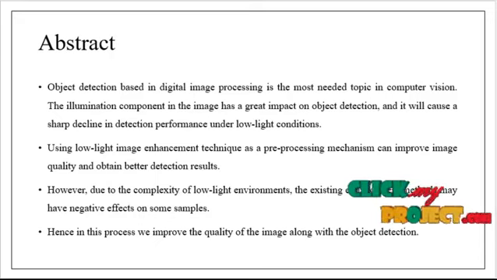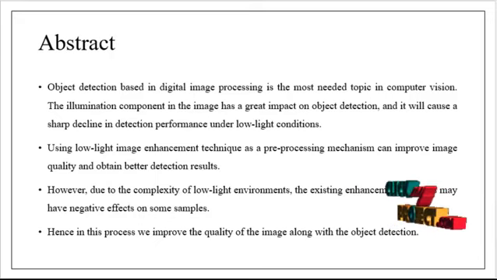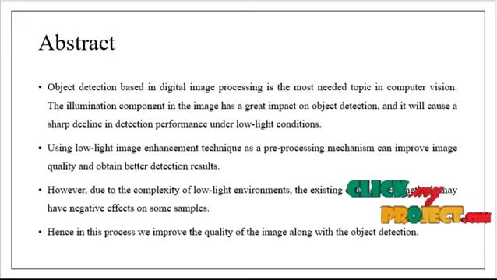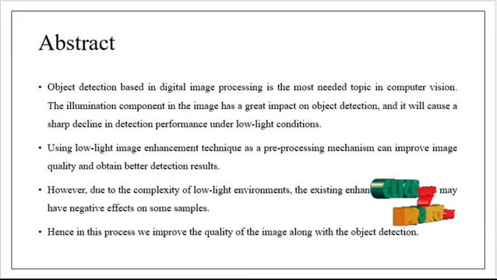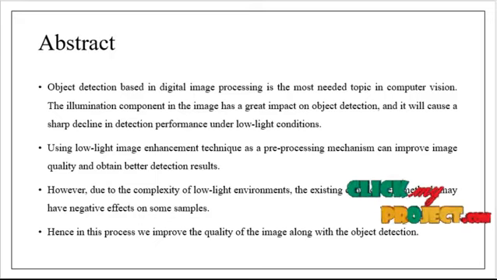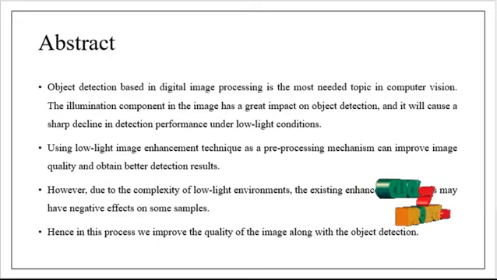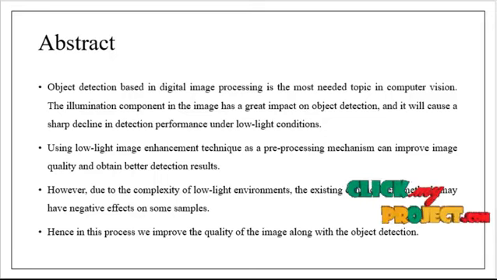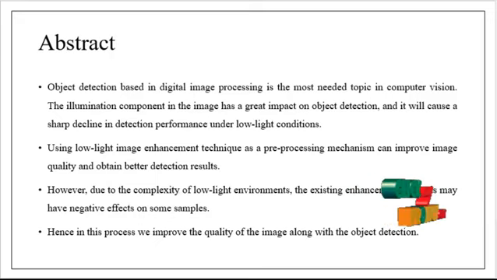Object detection based on digital image processing is the most needed topic in computer vision. The illumination component in the image has a greater impact on object detection, and it causes a sharp decline in detection performance under low light conditions. Hence, low light conditions affect the objects as well as the quality of the image.